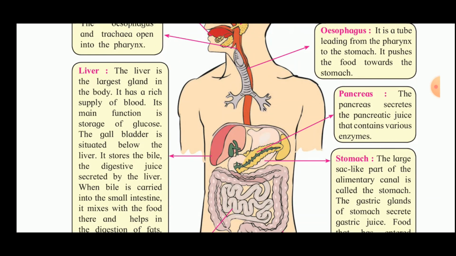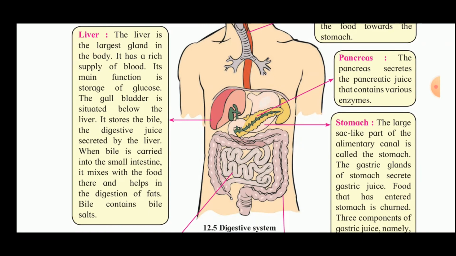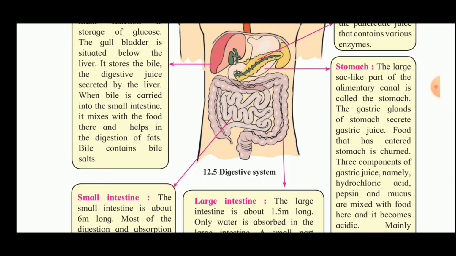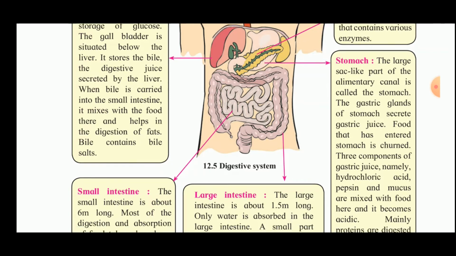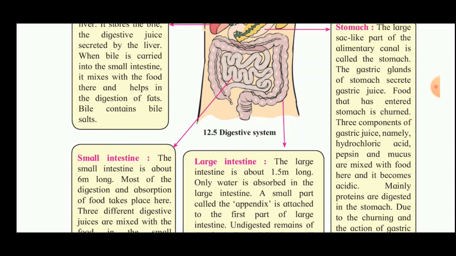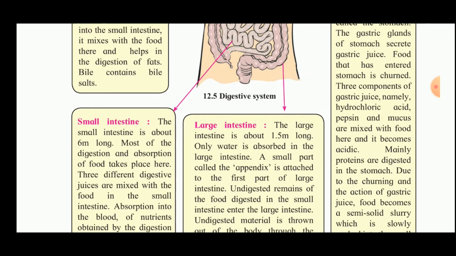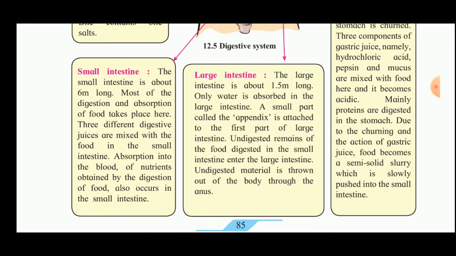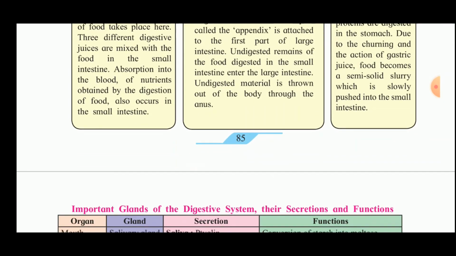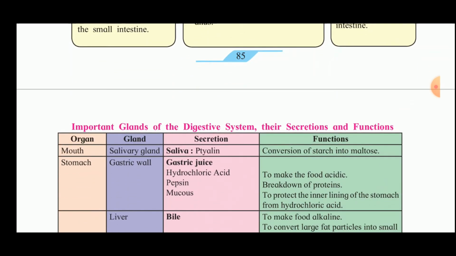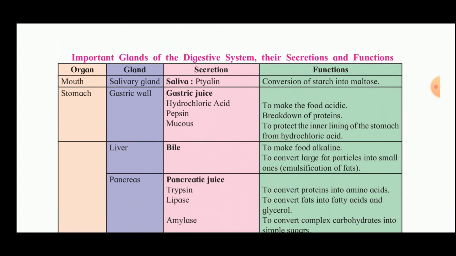The sac-like part of the alimentary canal is called the stomach. The gastric glands of the stomach secrete gastric juice. The food that has entered the stomach is churned. The three components of the gastric juice, namely hydrochloric acid, pepsin and mucus, are mixed with the food here and it becomes acidic. Mainly proteins are digested in the stomach. Due to the churning and action of the gastric juice, food becomes a semi-solid slurry which is slowly pushed into the small intestine. Now let us see these important glands of the digestive system, their secretion and the function.